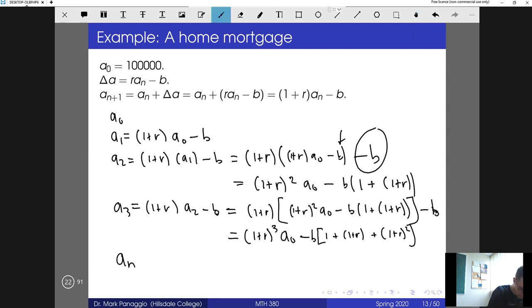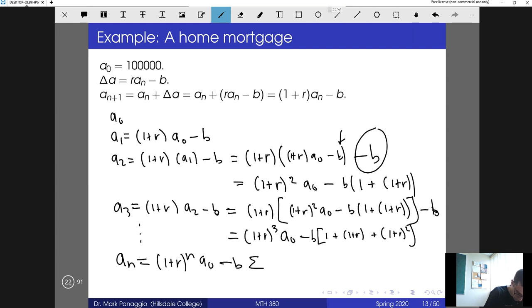conjecture. An equals, notice the power that was in front of a0, we had 1 plus r raised to the 3 when we were on a3. It was 1 plus r to the 2 when we had a2. And so it seems like we have 1 plus r raised to the n in each case, multiplied by a0. And then b is multiplied by, well, notice we have 1 plus r squared, and then this 1. It seems like we're getting all the powers of 1 plus r up to 3. And so we can write this as the following.